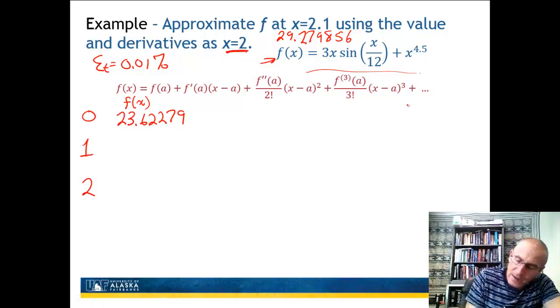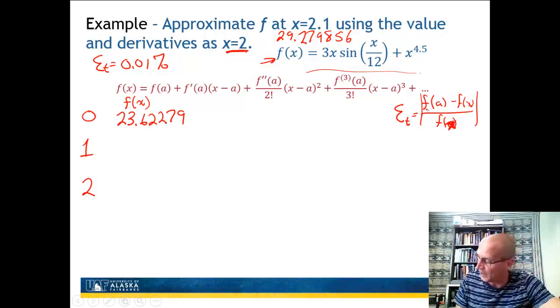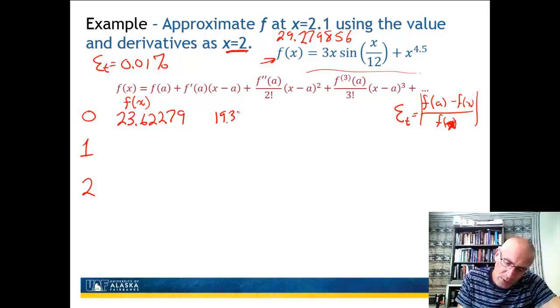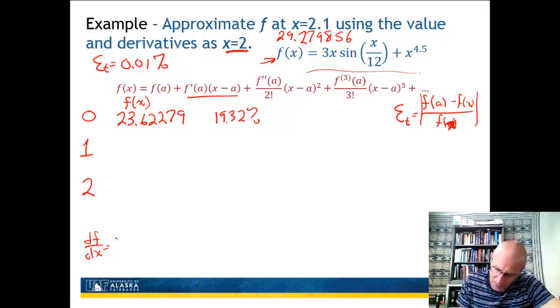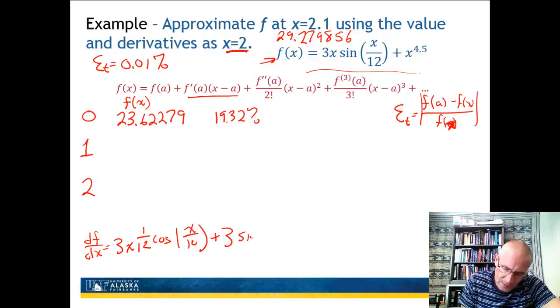If I calculate what my error is, I can calculate the true error because I know the actual value right there. So essentially it's f at x minus f at a, all over f at x, to find out what my error is. And that number, the actual true error, is 19.32%. All right, so now we've got to add our first-order term. So I'm going to take the derivative of this function, df dx. So let's do that. Looking at this function up here, I would have the first times the derivative of the second, so 3x times the derivative of that, which is 1 over 12 cosine of x over 12, and then plus 3 times sine of x over 12.